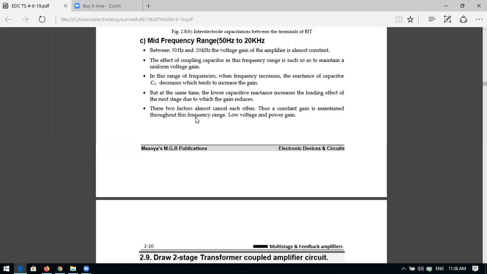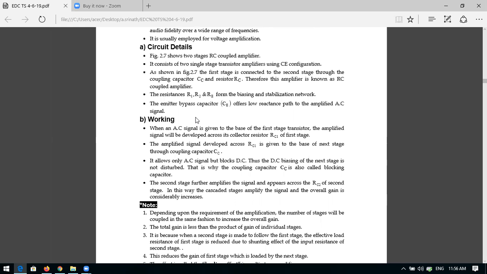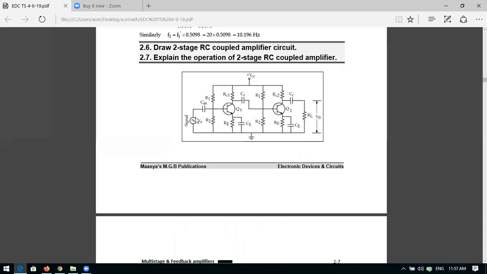So this is the frequency response of the two-stage RC coupled amplifier. Okay. So what will happen? Tell me once. What is the working condition of this in the mid frequency range?